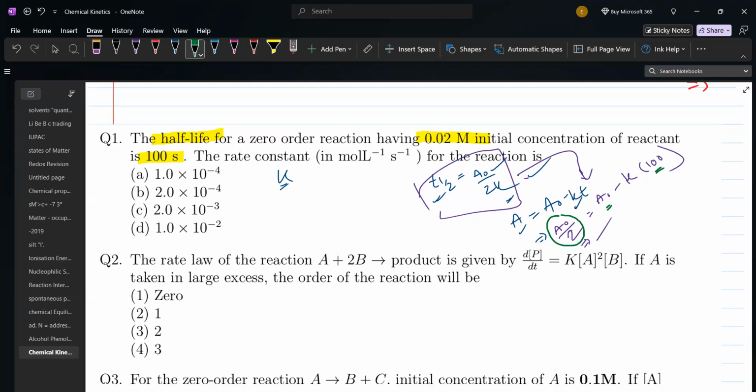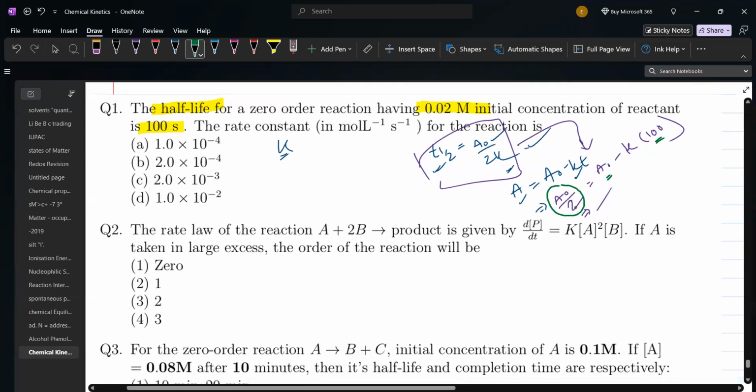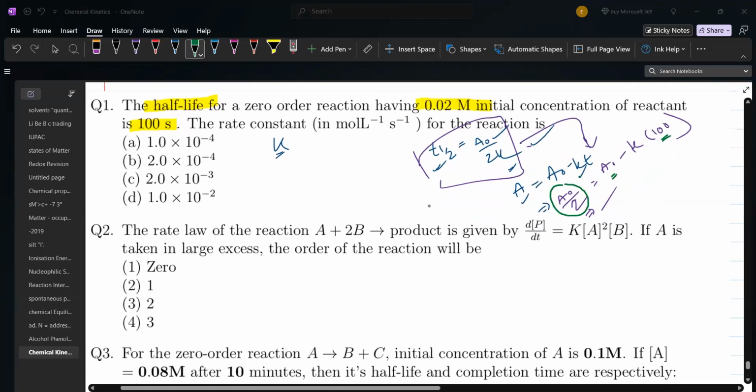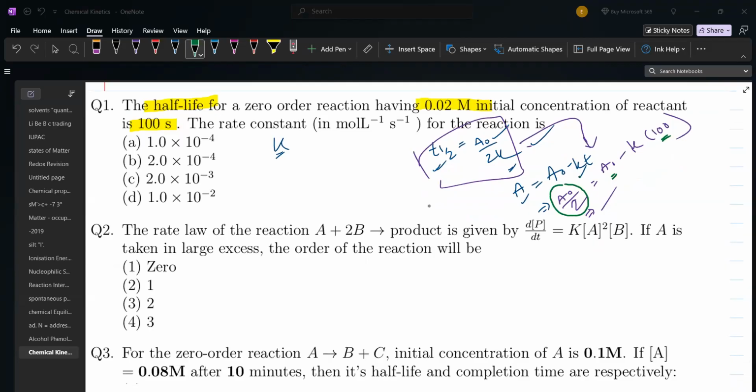Got the answer? Yes, sir. Rishita? Yes, sir. Okay. So try to solve the second question. Answer me in chat. Second one. So first one was easy, right? You can do it by yourself. Yes, sir. Please try to do the second one.